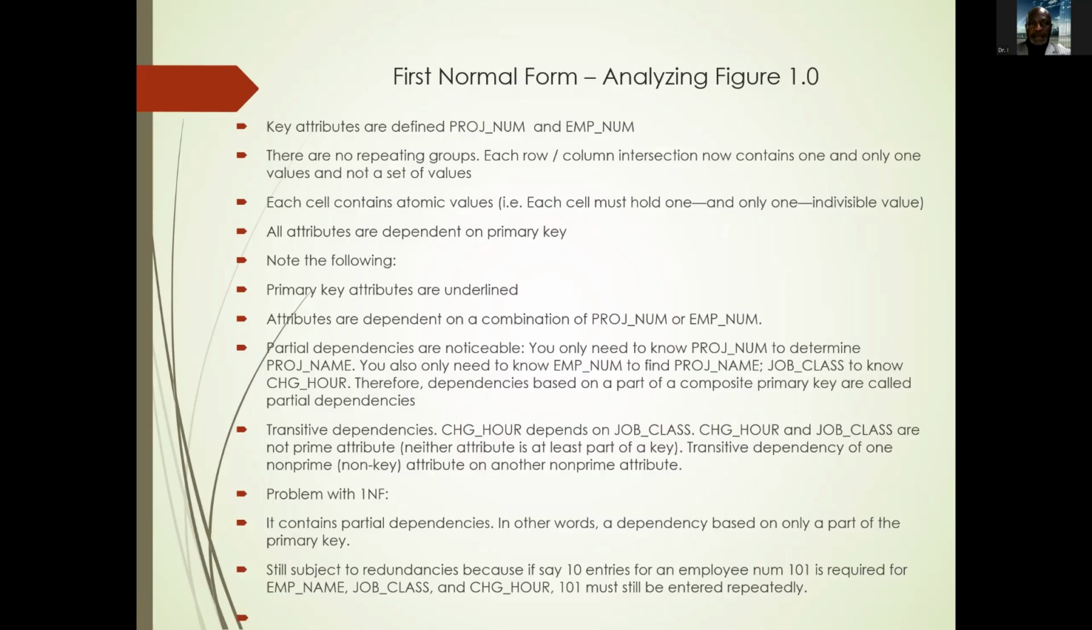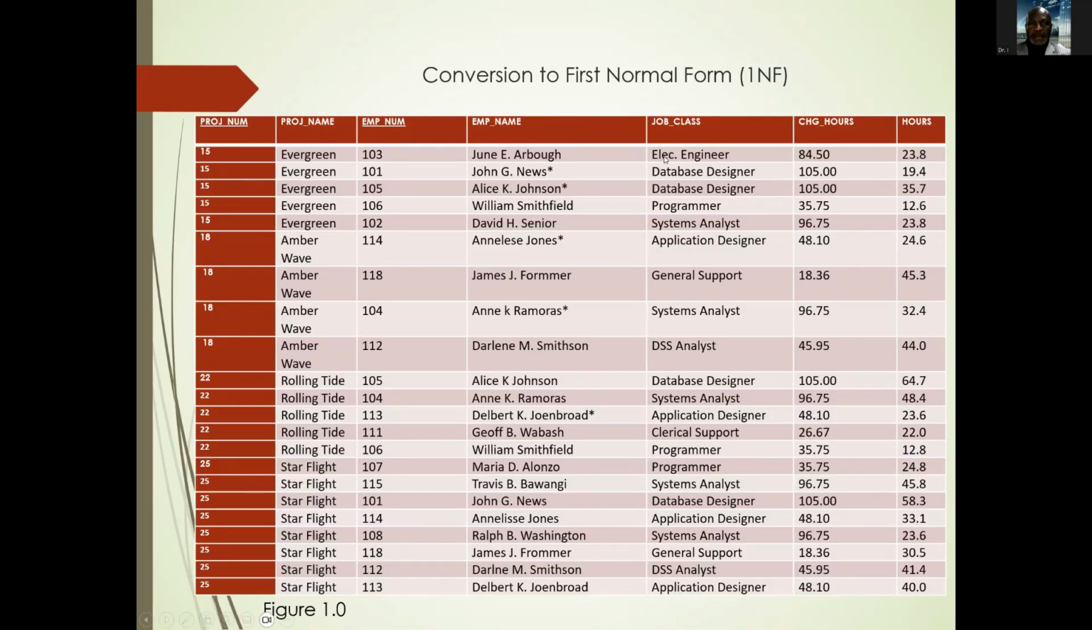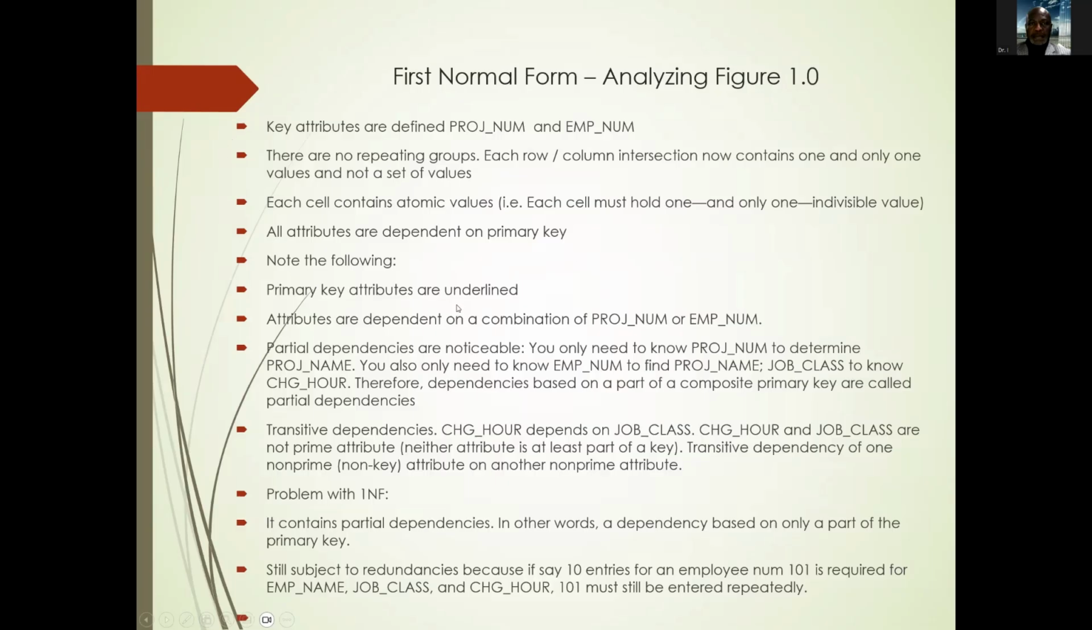And there are no repeating groups anymore, because each row and column intersection now contains one and only one value and not a set of values. Each cell contains atomic values, meaning each cell must hold one and only one indivisible value. All attributes, in other words the columns, are dependent on the primary key. Let's go back here. All these attributes now, emp name and all of this, are dependent on emp num and project num. That is what it means, right? Attributes are dependent on this.